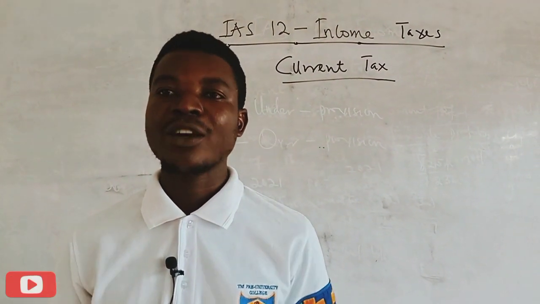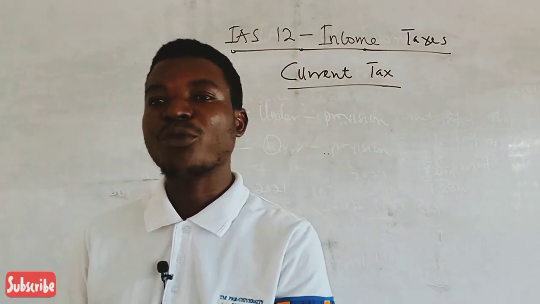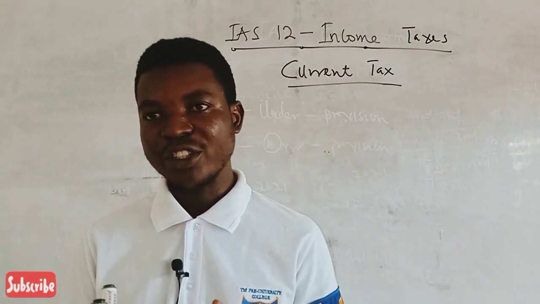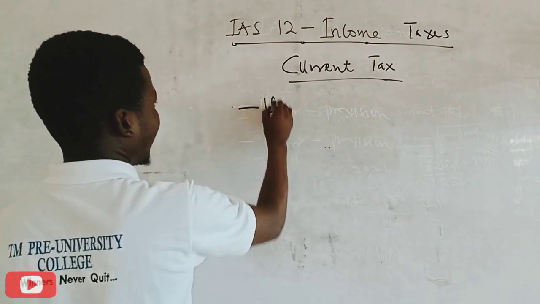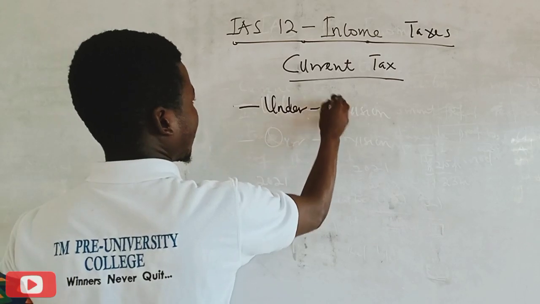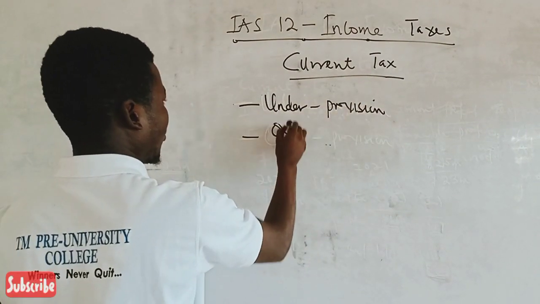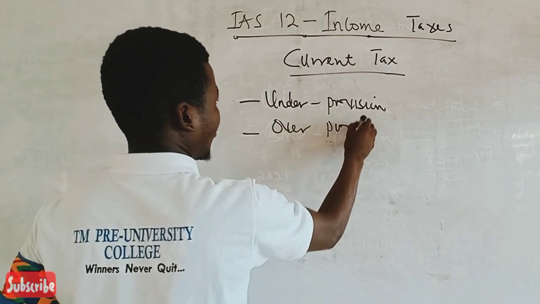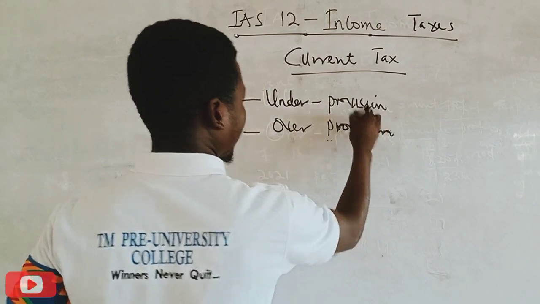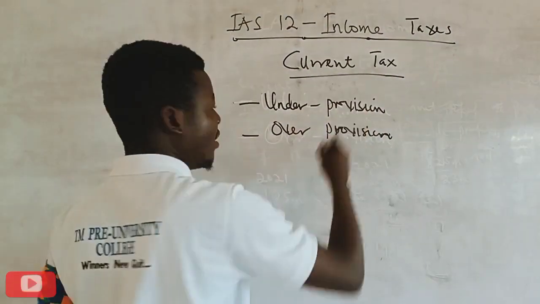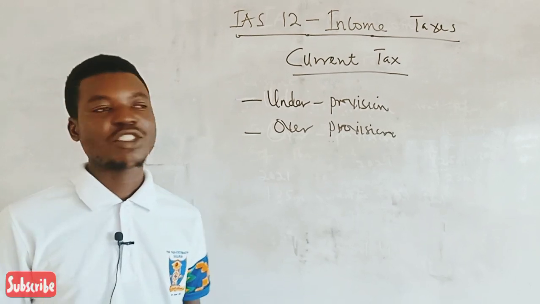But how do we account for this? And how do we ascertain whether this is an over provision or an under provision? So under current tax, we have two issues here. We have under provision, and we have what we call over provision. So how do we determine this is an over provision or this is an under provision?